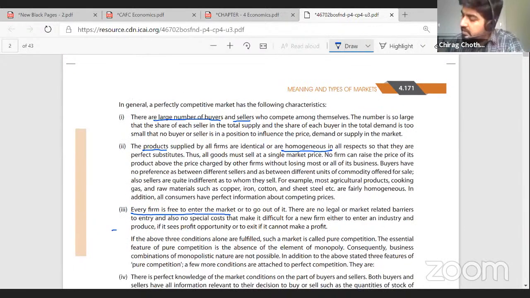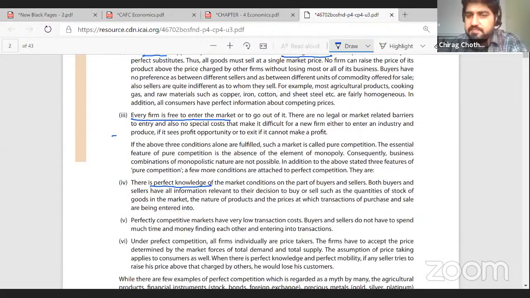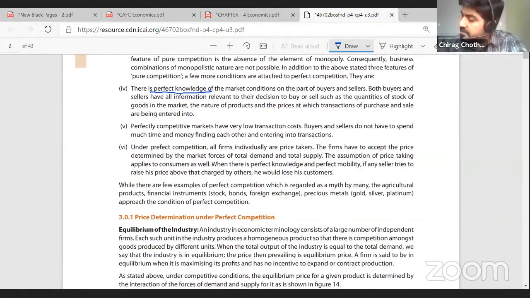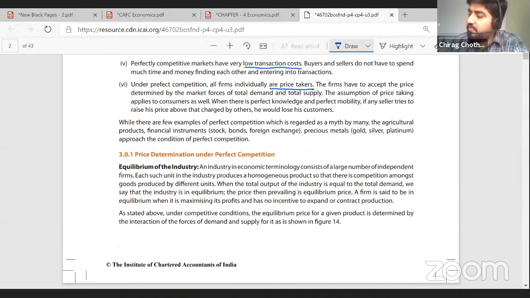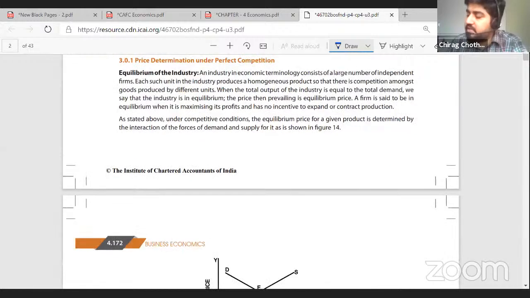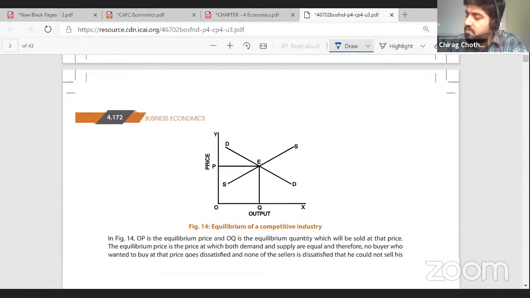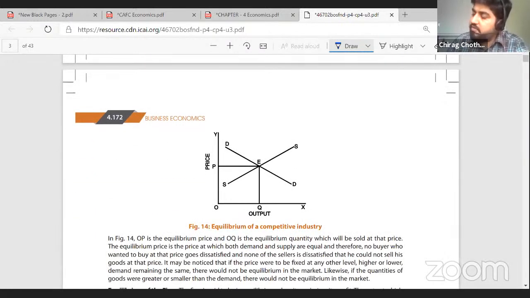Next, there is perfect knowledge in case of buyers as well as sellers. Then the transaction costs are generally very low. Individuals are price takers. This also I have explained to you. Now, equilibrium of the industry. How is price determined in case of perfect competition? See, this is the equilibrium price of a competitive industry, that is, perfect competition.